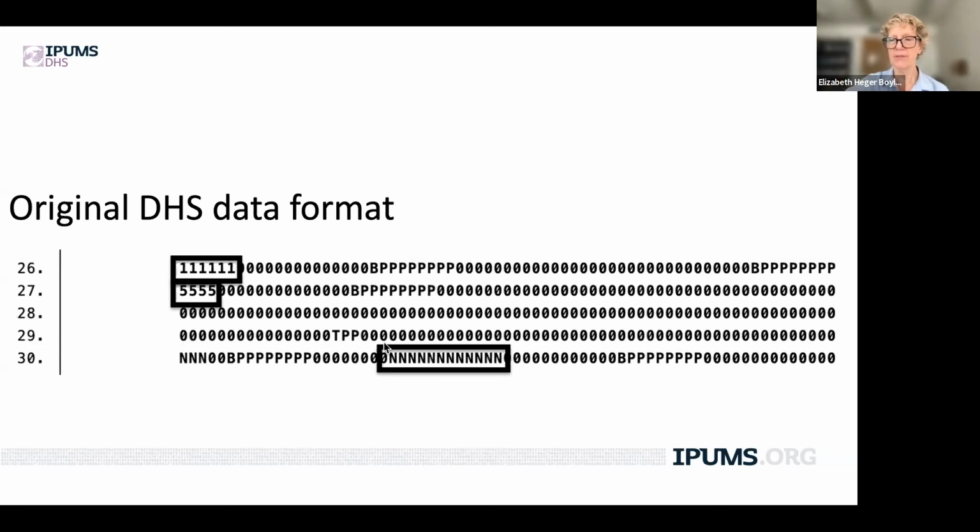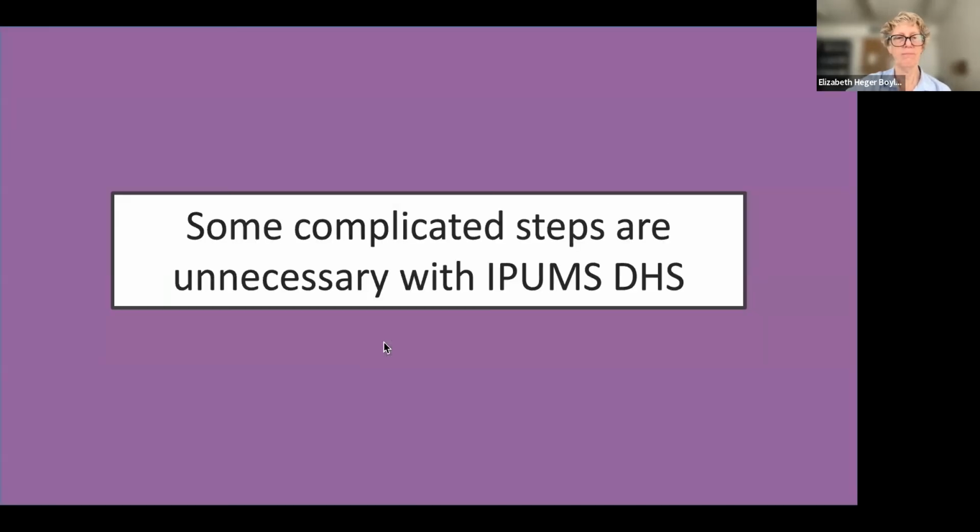Now I'm going to talk about the steps that IPUMS eliminates. So when you're using the original data, there's certain steps you have to take that are kind of complicated, and you can skip those in IPUMS DHS. And then also provide some information on some helpful tools. So some complicated steps are unnecessary with IPUMS DHS. And I'm going to go through what these steps are, but I want to emphasize that you don't have to 100% understand how these steps work, because you don't have to do them if you're using IPUMS DHS.